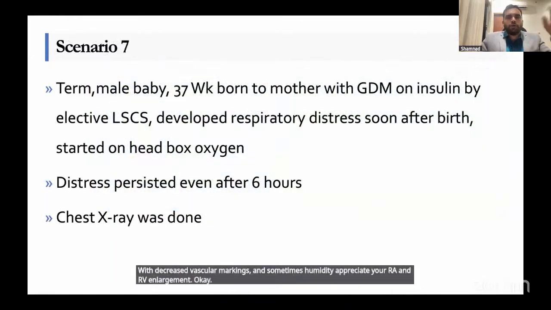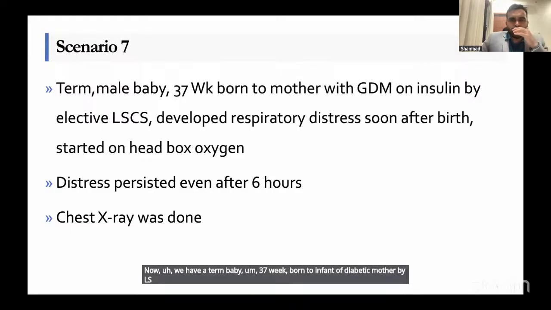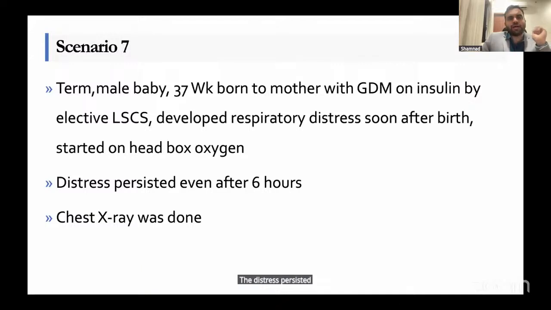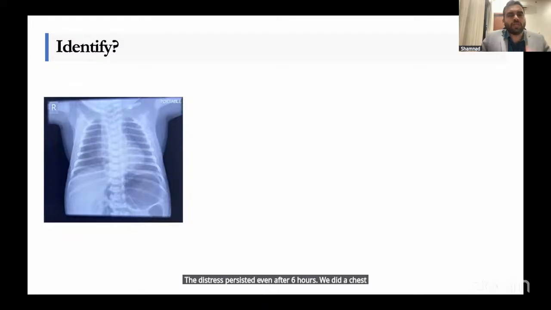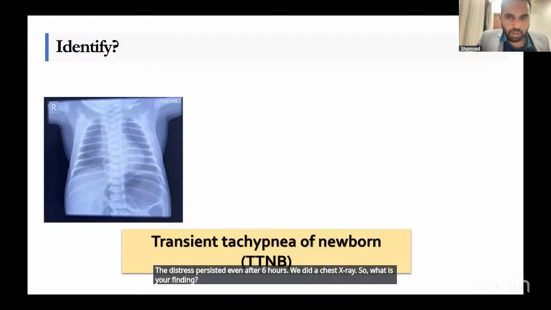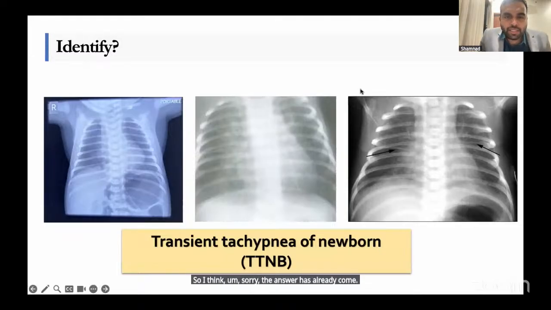Okay. Now, we have a term baby, 37-weeker, born to an infant of diabetic mother by LSCS. The baby developed respiratory distress soon after birth. We started on head box oxygen. The distress persisted even after 6 hours. We did a chest X-ray. So what is your finding? So I think, sorry, the answer has already come. I think the first X-ray, again, it is more like our previous X-ray with not much of a finding.